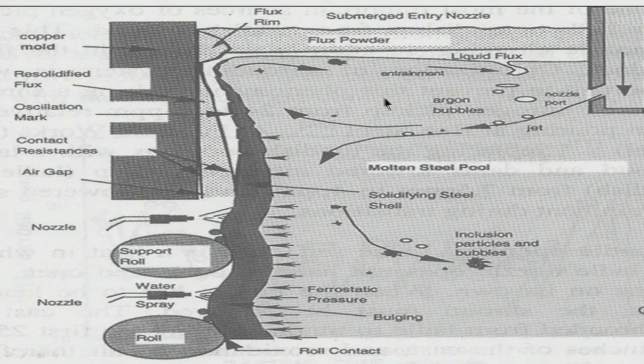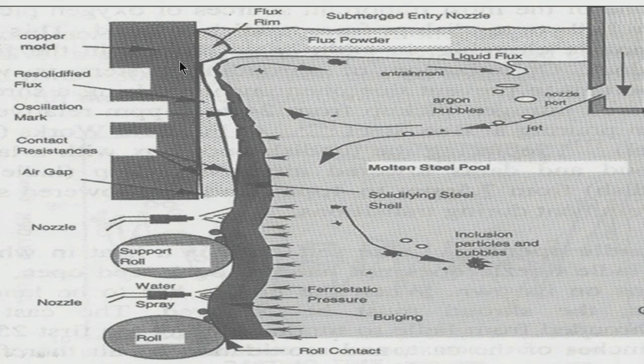So, again, a lot of modeling has been done just to ensure that there is not much slag entrainment because of too much turbulence with the liquid steel which is coming inside. So, this is very important. Now, look here, this is the flux powder, this is the flux rim, and whatever molten liquid is there in the slag will come here, will get inside, because this is not stationary.